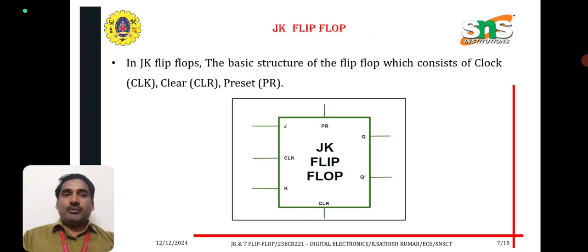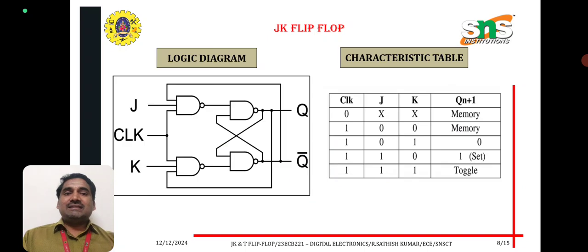Next one, in JK flip-flop, the basic structure of the flip-flop consists of clock, clear and preset, which can produce the output as Q and Q bar. This is the basic block diagram of JK flip-flop. It consists of J and K, clock signal and clear, preset, and which can produce the output as Q and Q bar. This is the basic logic diagram of JK flip-flop. It consists of four NAND gates, J and K as input. Clock signal is given to both, which can produce output as Q and Q bar. The Q bar is connected to your J side, and Q is connected to your K side.